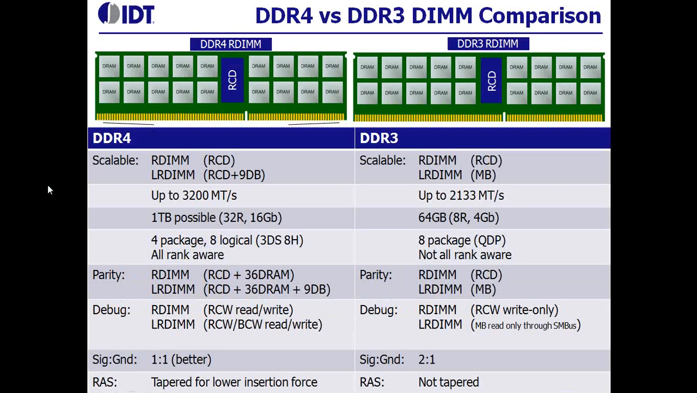So now I'm going to start showing the advantages of DDR4 versus DDR3. And here I'm going to be talking about both RDIMMs and LRDIMMs. As far as scalability goes, DDR4 RDIMMs and DDR3 LRDIMMs use the same approach of having a central register device to buffer command and address for the memory module. However, in my opinion, DDR4 load-reduced DIMMs, LRDIMMs, are more scalable than DDR3 LRDIMMs.